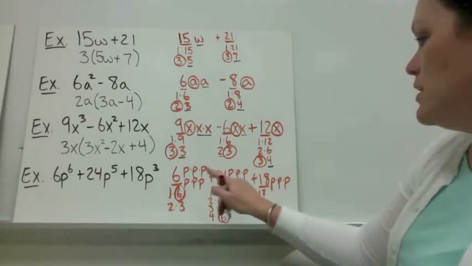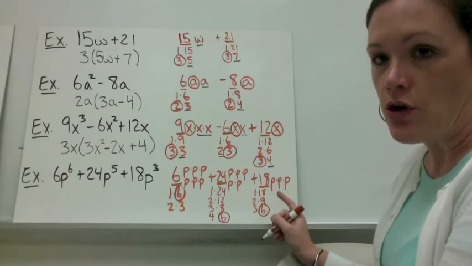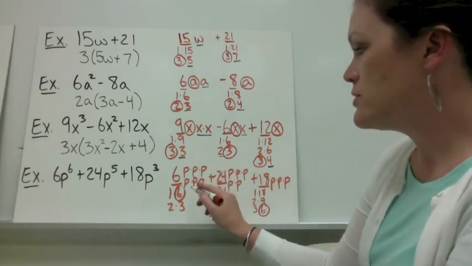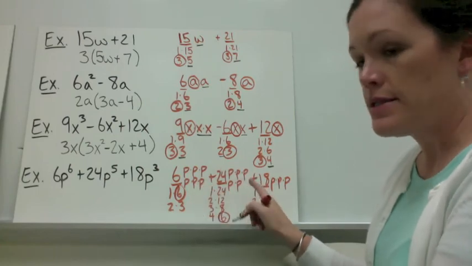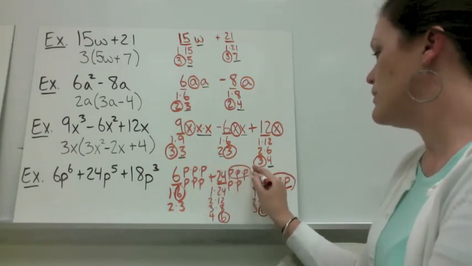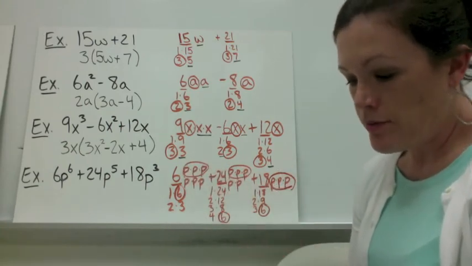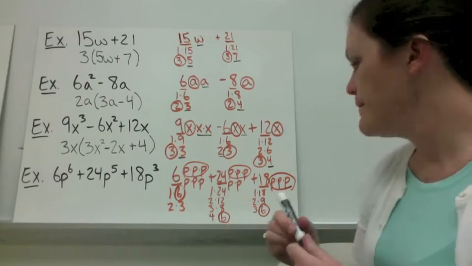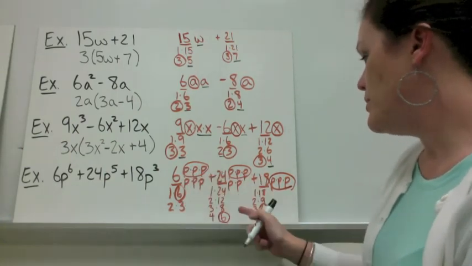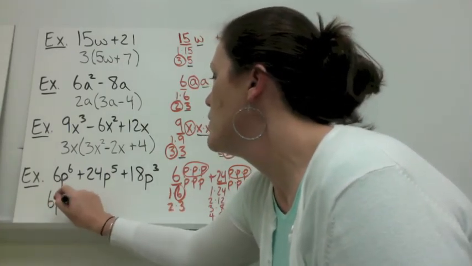Then again, look at the term that has the smallest number of variables and start there. 18 has 3 p's, and so does the first term and the second term. So that's all I'm going to be able to take out since 18 only had 3 to start with. And then we could write the answer. So each one of our terms had 6 and 3 p's in common. So we have 6p cubed.